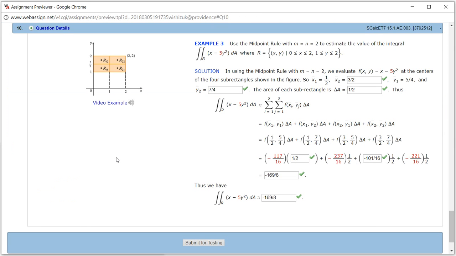I came back and it looks like we have all these parts correct. That's it. I hope that this was clear.